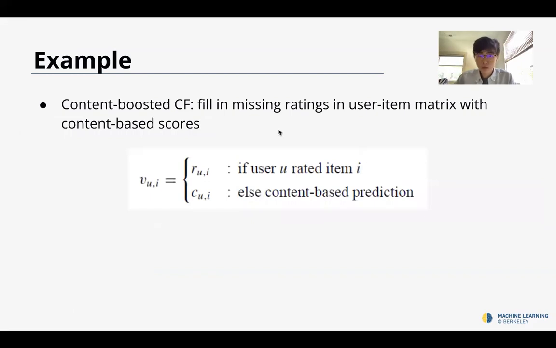And you can do content boosted collaborative filtering. This means that at the start of your collaborative filtering system, you might not have a lot of community data. So you probably don't have a lot of ratings between users and items. What you can do when you don't have that information is to use a content-based system to generate these ratings and just fill in your collaborative filtering matrix with these content-based scores temporarily.